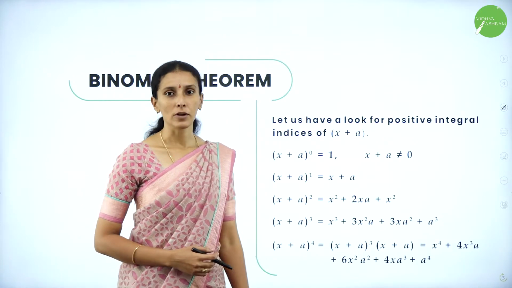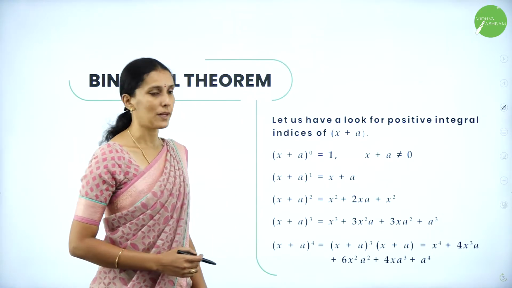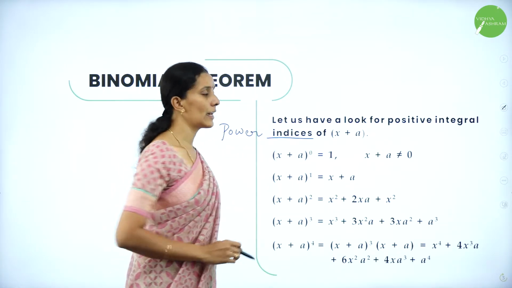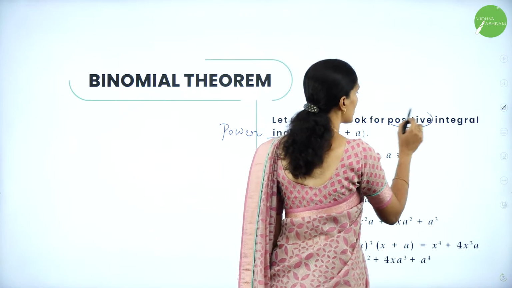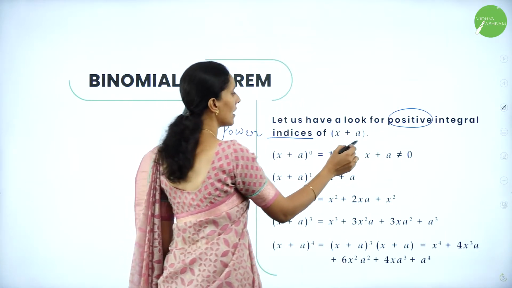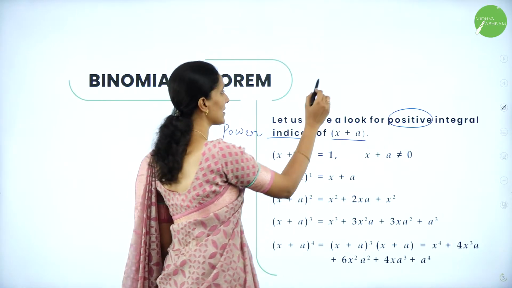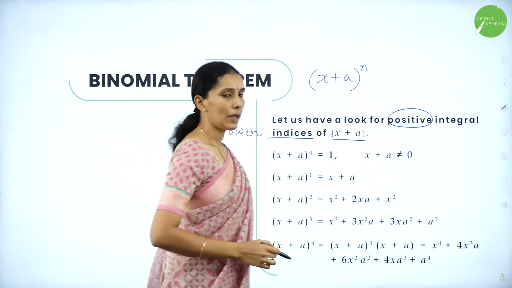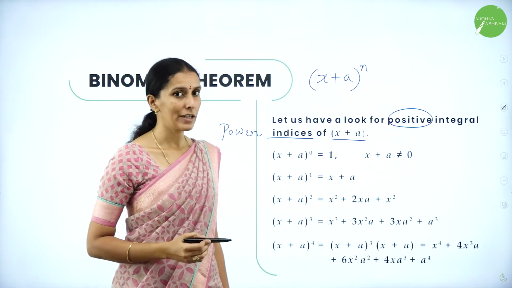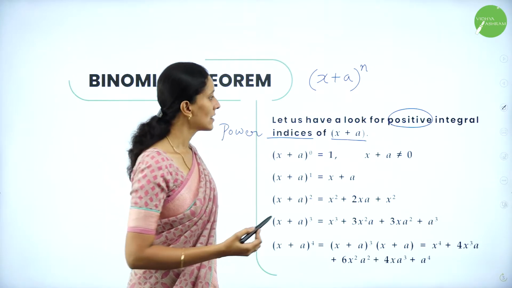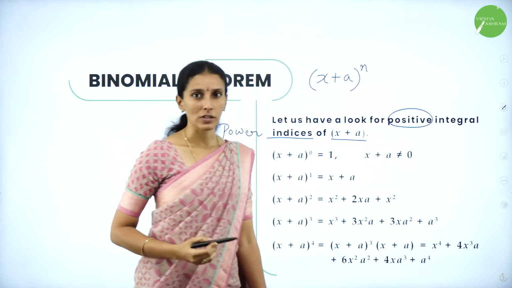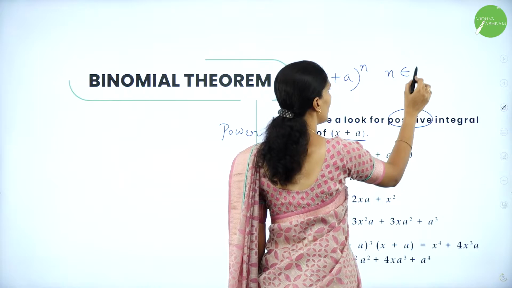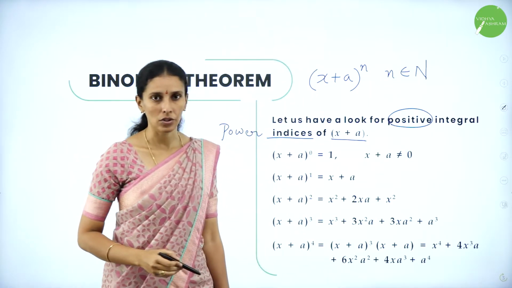Let us have a look at positive integral indices of x plus a. Indices means power, that is any integral power. So here I have given positive. Here a binomial term is given, which is x plus a. We are going to find the expansion of the binomial with its power n. Power is nothing but index or indices. Here I am considering only the positive integral, so the value of n should be in the set of natural numbers.